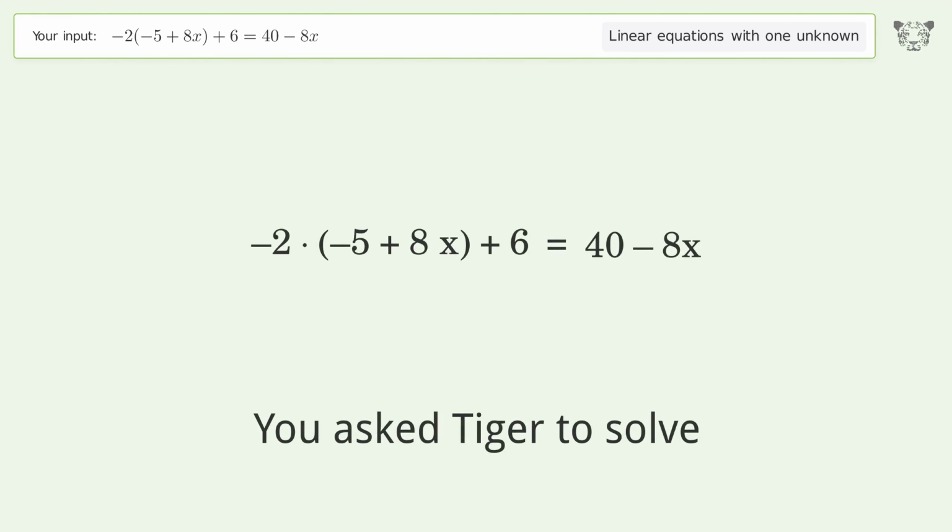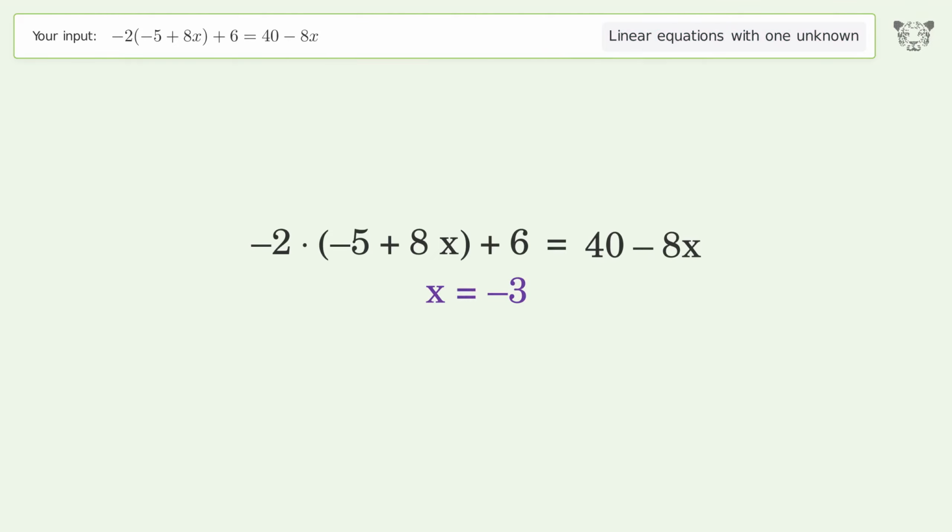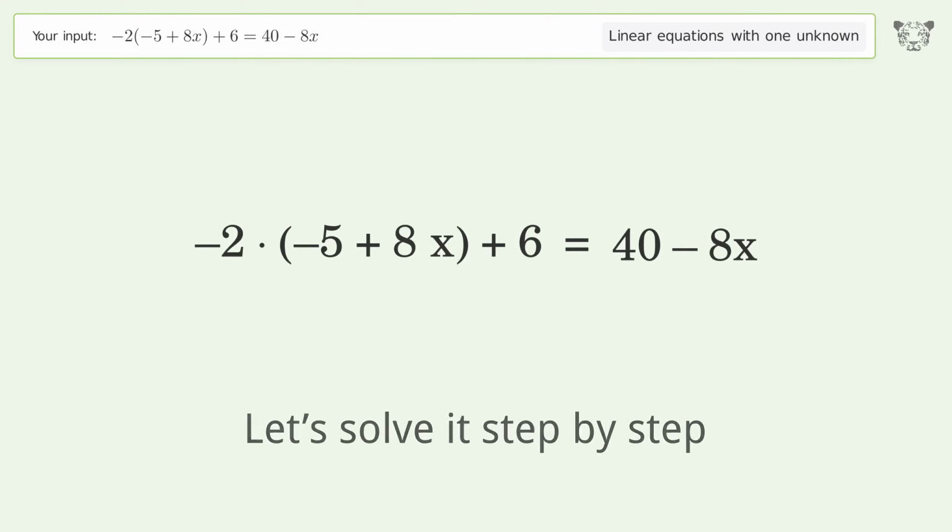You ask Tiger to solve. This deals with linear equations with one unknown. The final result is x equals negative 3. Let's solve it step by step.